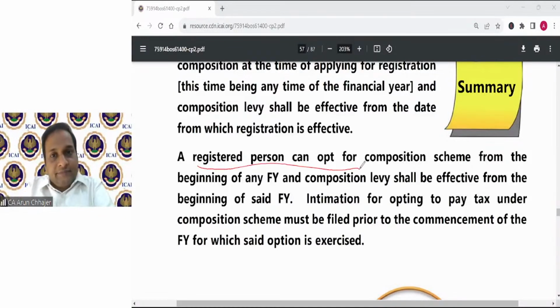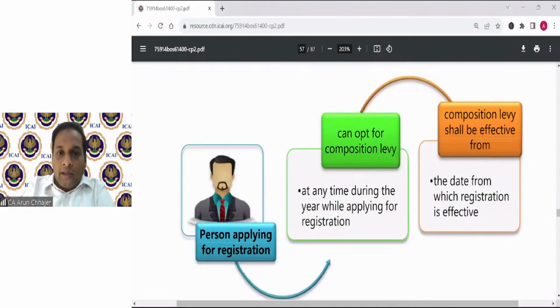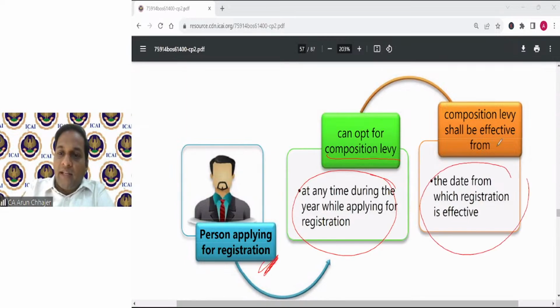A registered person can opt for composition from the beginning of any financial year. Composition shall be effective from the beginning of the said financial year. Intimation must be filed prior to the commencement of that financial year, which we have discussed. Right. So one can opt for composition at any time during the financial year while applying for registration, the person making the fresh application. And this will be effective from the day when the registration is effective.